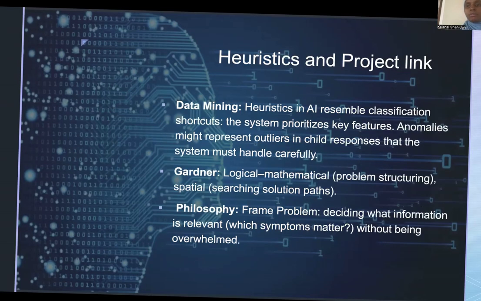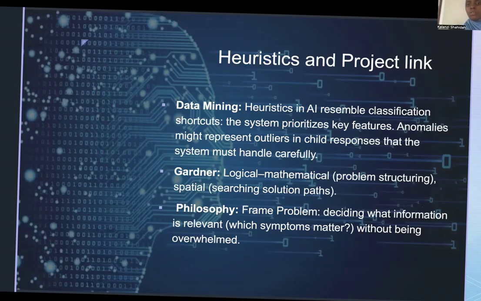Then Gardner's intelligence types. Logical mathematical intelligence is the one involved in heuristics, because we have problem structuring. You structure a problem in a way that you can logically or mathematically solve it. Then you also search through pathways, like solution pathways. You don't just take a solution like that. You have to search through so that you can get the best solution.